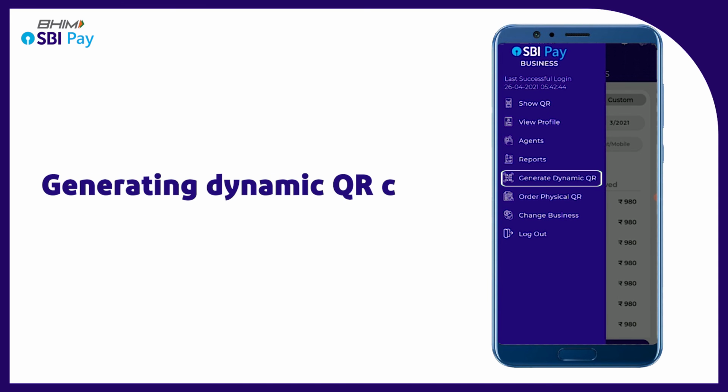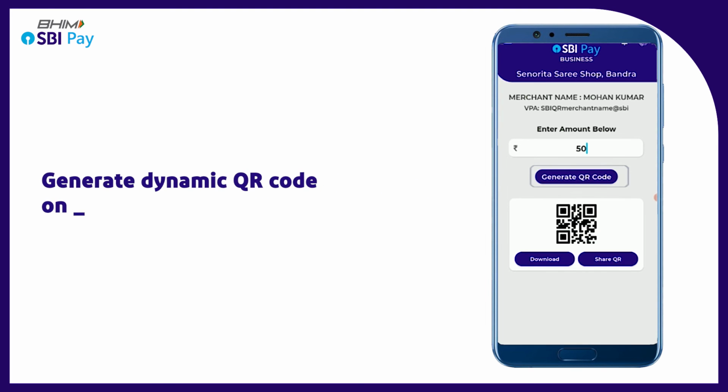Generate the dynamic QR code by clicking on Generate Dynamic QR Code in the menu list. Enter the bill amount. Click Generate QR Code and show the dynamic QR code to the customer to receive the payment.